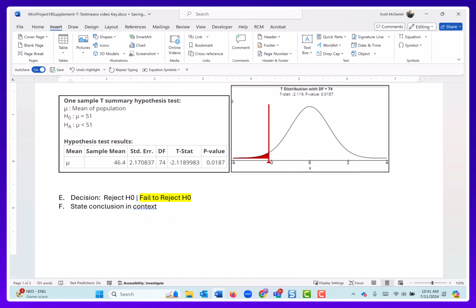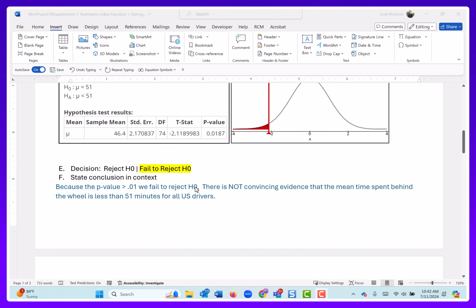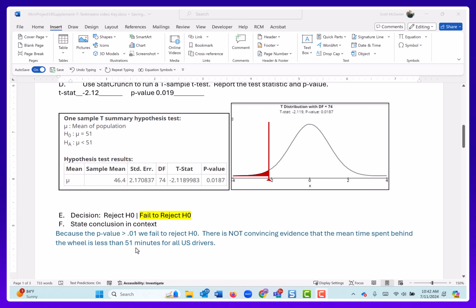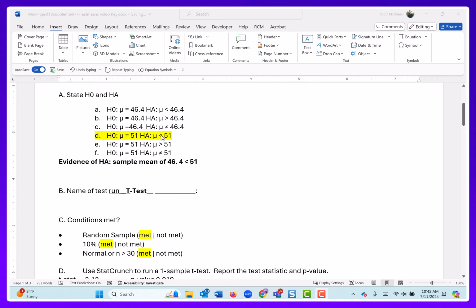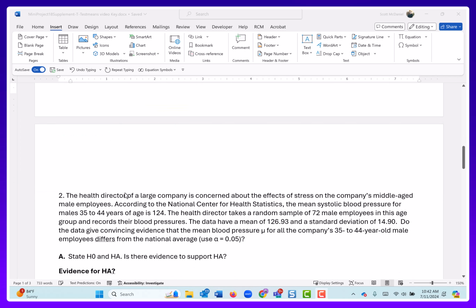Because the p-value is bigger than 0.01, we fail to reject. There's not enough evidence, or not convincing evidence, I should say, that the mean time spent behind the wheel is less than 51 minutes. Even though our sample came up with that, that's evidence, but it's not convincing evidence, because if I took another sample, I could get something a little bit bigger. In fact, it's only about 2 out of every 100 samples where I would get a sample this extreme if the true mean were 51. I believe on the projects and sometimes on the test, I have these as choices, so just make sure that you're able to pick the right choice.